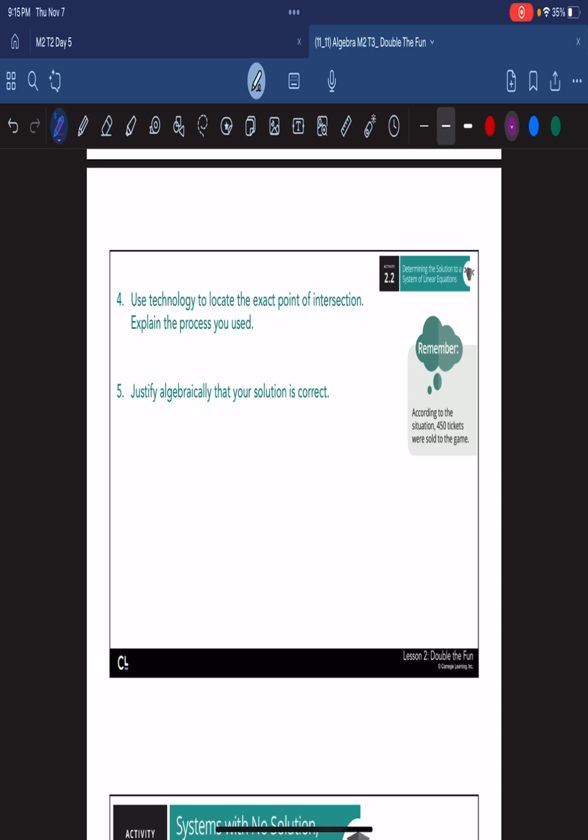Number 4, they want us to use technology to locate the exact location of the intersection. So the way we do that is we take our 2 equations, we can convert them to slope-intercept form, and then we can graph them in our calculators, either the yellow one or the Desmos calculator. So if I have 5x plus 10y equals 3,000, I want to get y by itself.